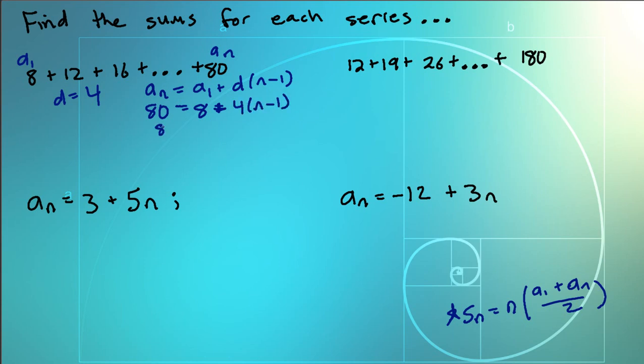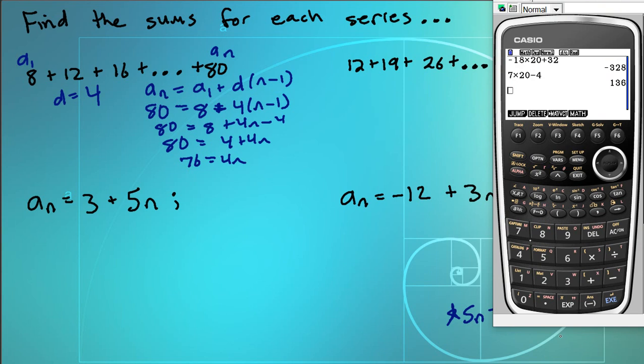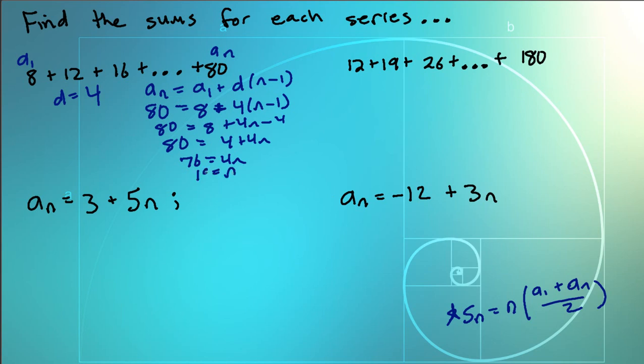And now I have enough here that I can go ahead and distribute that 4, so plus 4 minus, and I get 80, and then 4 plus 4n, subtract that 4, get 76, 4n, so 76 divided by 4, and we get 19. So that was the 19th term. So you can plug into this arithmetic sequence formula and find any of the things that you're missing.